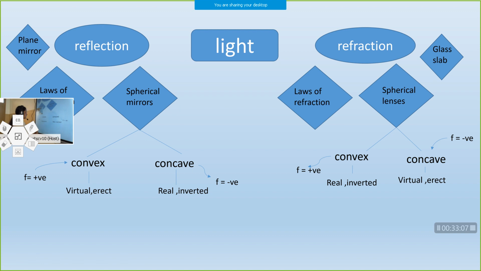Okay. Then in the case of mirror, we have learned mirror formula. What is mirror formula? 1 by v plus 1 by u is equal to 1 by f. And in lens, we have learned lens formula, that is 1 by v minus 1 by u is equal to 1 by f. And also we learned the equation for magnification. In the case of mirror, it is minus v by u. And in the case of lens, it is v by u, just positive v by u.